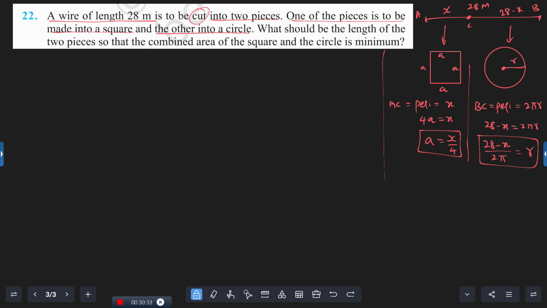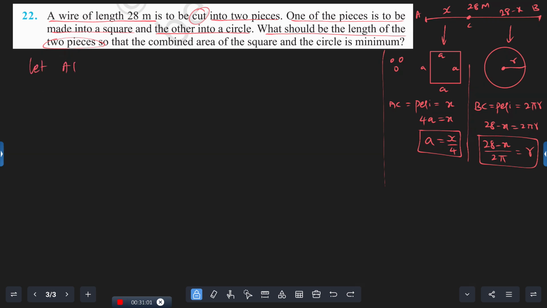This is a very important point. Don't think it is rough work. It is science work. In the science portion we are doing all those things. Now we'll go to the question. In the question, what are they telling? Just the first 1.5 lines, meaning what I have done here. Then what is the next line we'll see. What should be the length of the two pieces? Means they are asking for the AC length and BC length. To find the AC length and BC length.